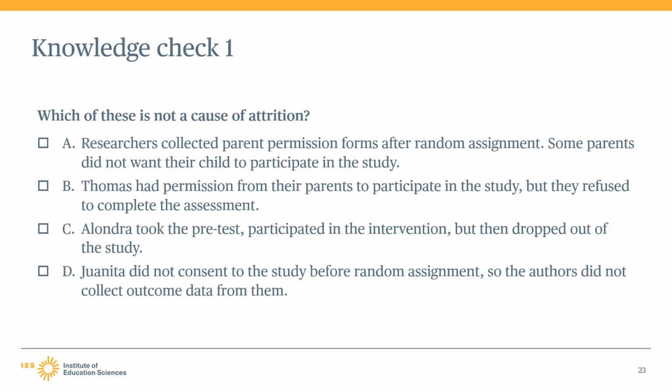Time for our first knowledge check in this module. Which of the following is not a cause of attrition? A. Researchers collected parent permission forms after random assignment. Some parents did not want their child to participate in the study. B. Thomas had permission from their parents to participate in the study, but they refused to complete the assessment. C. Alondra took the pretest, participated in the intervention, but then dropped out of the study. D. Juanita did not consent to the study before random assignment, so the authors did not collect outcome data from them. You may want to pause the video here to think about your answer.